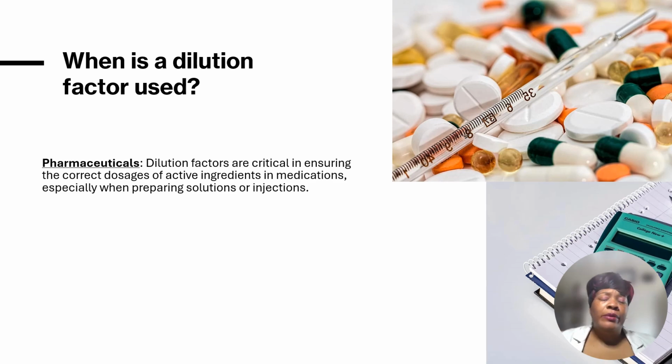Now, you probably asked yourself, when is the dilution factor even used? In the pharmaceutical industry. Dilution factors are critical in this area because the correct dosage of active ingredients in medications is crucial. Y'all know, for instance, if a child needs 10 milligrams of amoxicillin, and the pharmacist only puts 1 milligram because they miscalculated, that child's infection will come right back or not even leave. It'll stay long term. And then you're wondering, why is this medication not working? It's because of situations like this, the dilution factor.